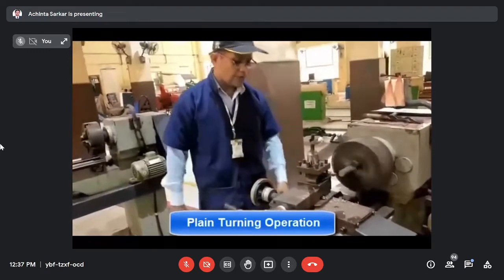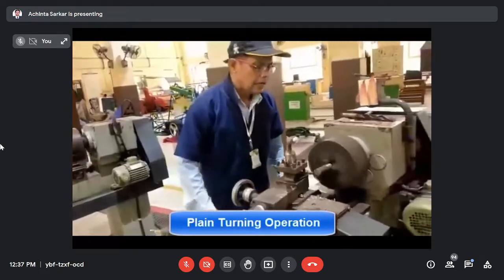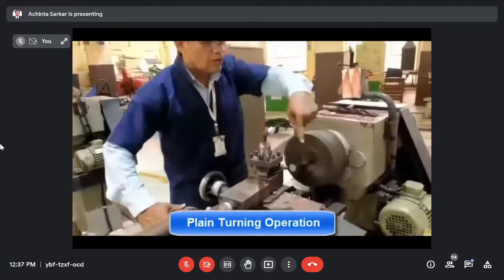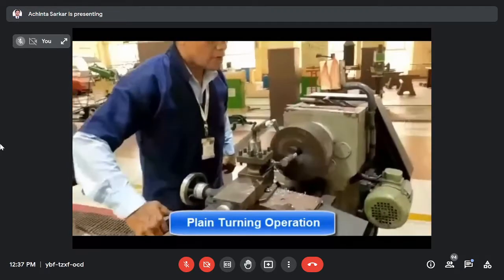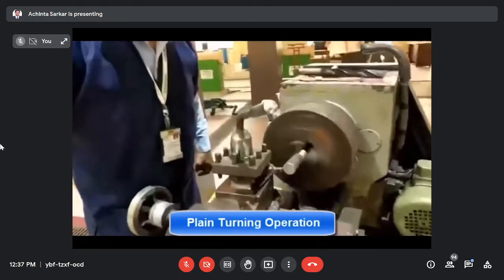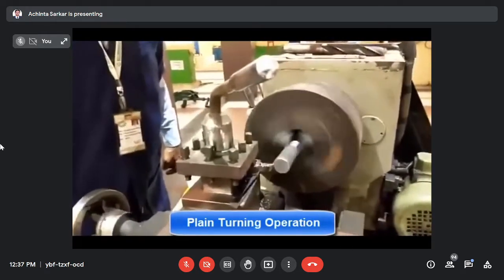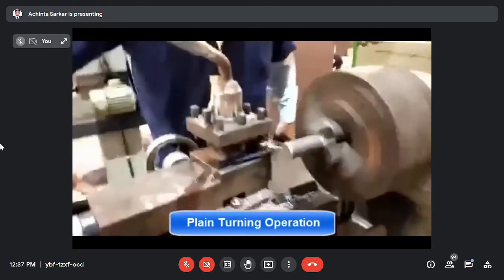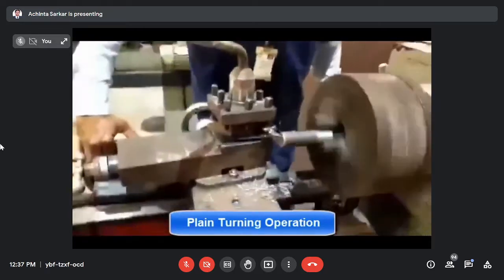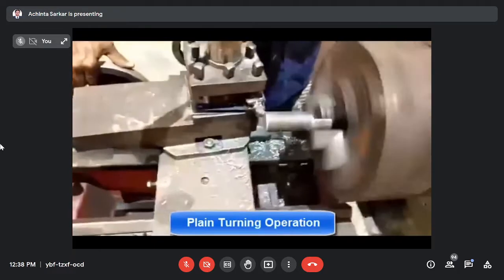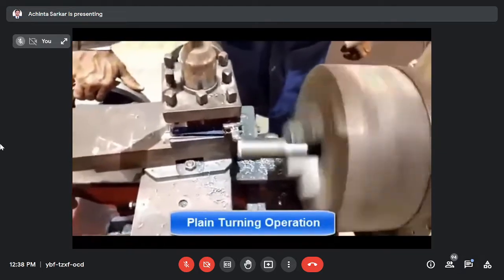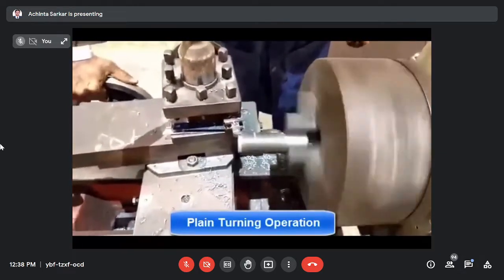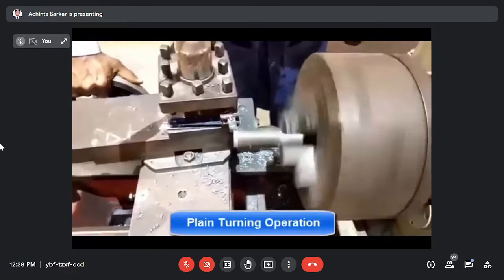15 divisions, rotate, and the cutting point moves toward the axis 1.5 mm, that is the depth of cut, and touch the cutting point to the end of the workpiece and rotate the carriage wheel slowly, and you can reduce the diameter and apply the cut. That means now one layer cutting, that is called one cut.